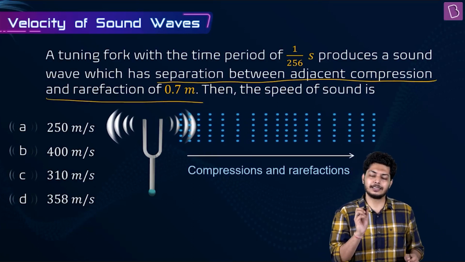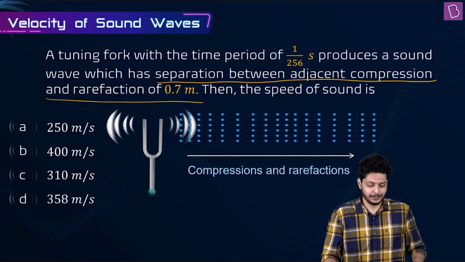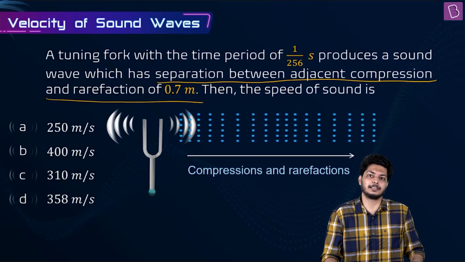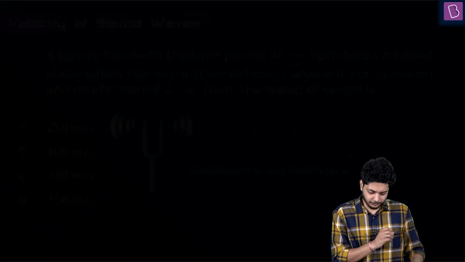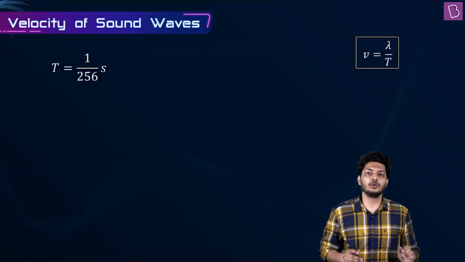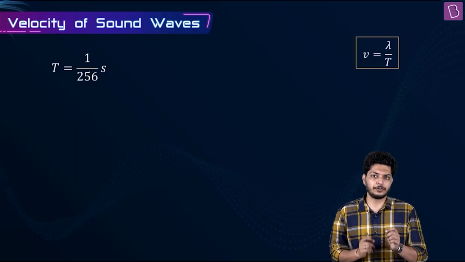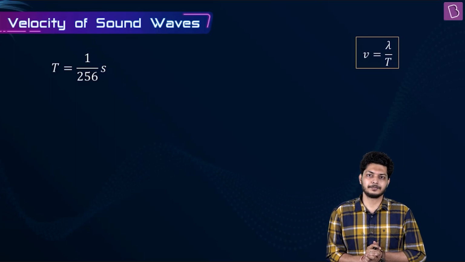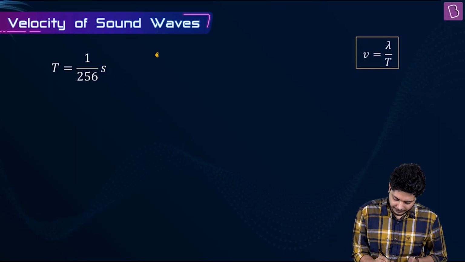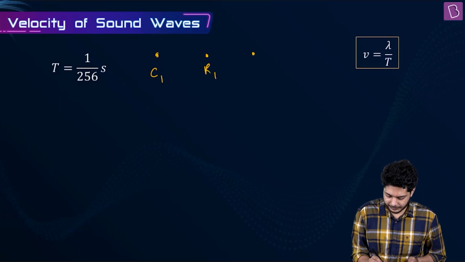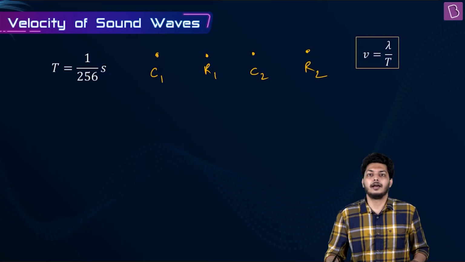We have to understand this statement first. The separation between adjacent compression and rarefaction. First of all, one question. How do we define the wavelength of a wave? Tell me, in terms of compressions and rarefactions. Let's say we have one compression C1, then we have a rarefaction R1, then C2 is another compression, R2 is another rarefaction.